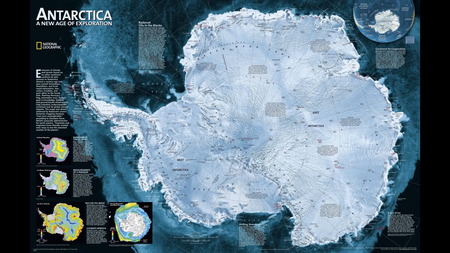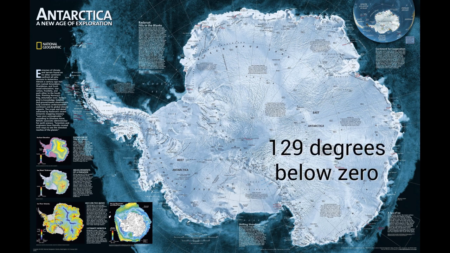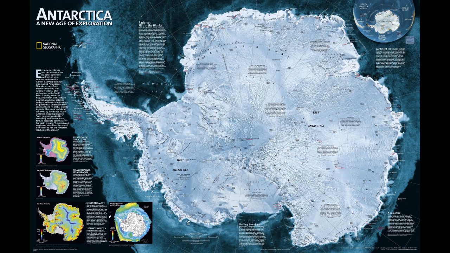Next map we're going to be looking at is an in-depth map of Antarctica. This is a National Geographic map that shows things like elevation, landmarks, details about the ice, and even the spot where Russia recorded the coldest temperature of 120 degrees below zero on their station that they have over there. So a very cool map. I'll leave it up there for a few seconds to take a look at that.